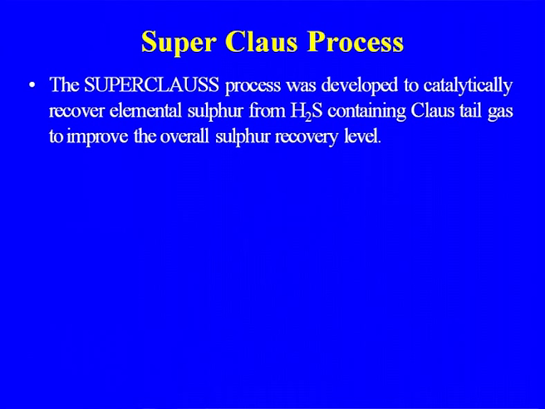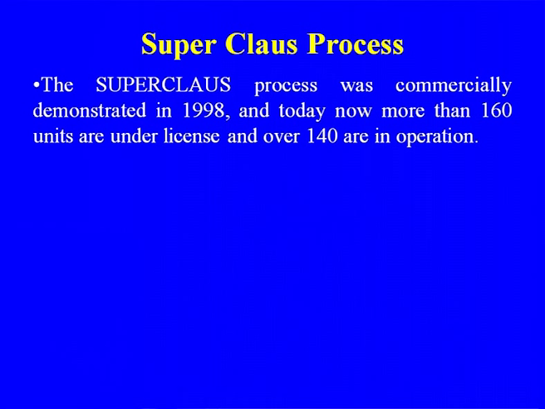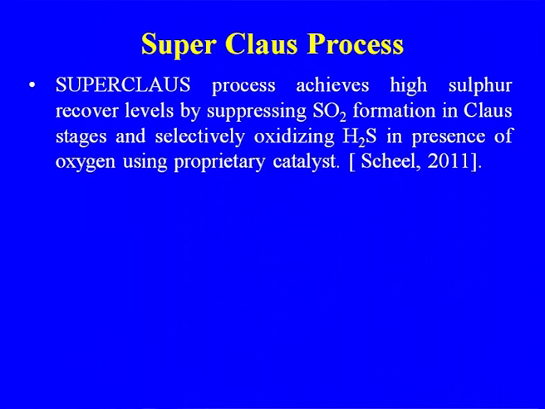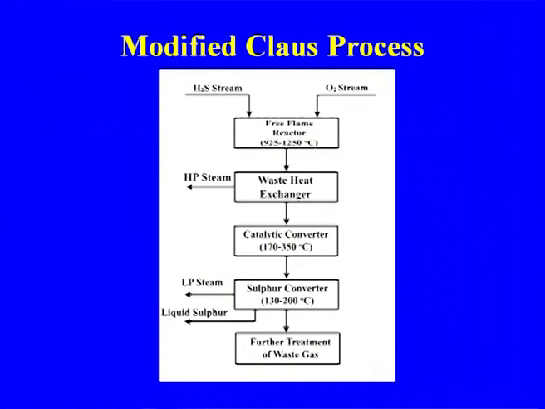The Super Claus process was commercially demonstrated in 1998, and today more than 160 units are under license and over 140 are in operation. The Super Claus process achieves high sulfur recovery levels by suppressing SO2 formation in the Claus stage and selectively oxidizing H2S in the presence of oxygen using a proprietary catalyst. This is the modified Claus process. Here you see the H2S going to the free flame reactor, with an oxygen stream, then to the waste heat boiler, catalytic converter, and sulfur condenser, from where you get the sulfur, and the waste gas goes for further treatment. So this is the modified Claus process.